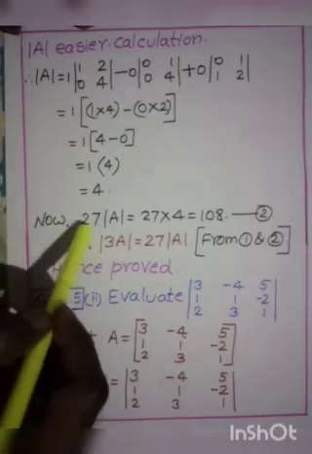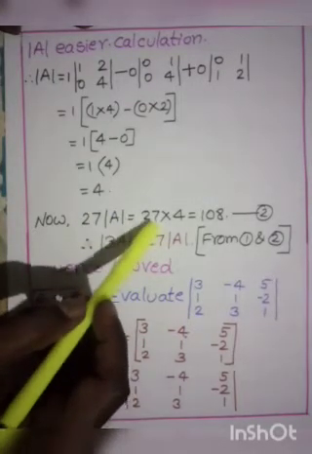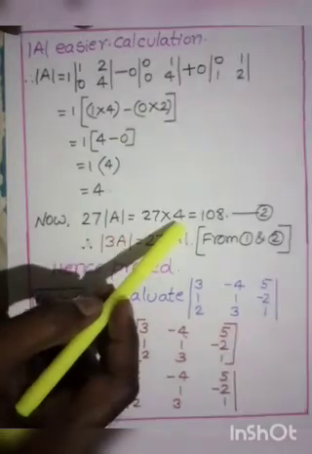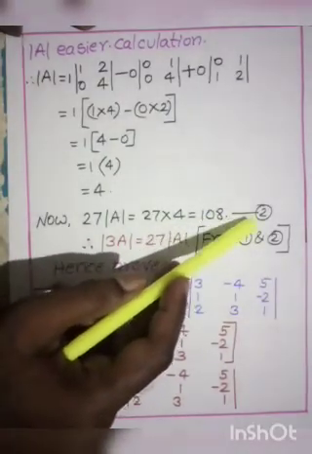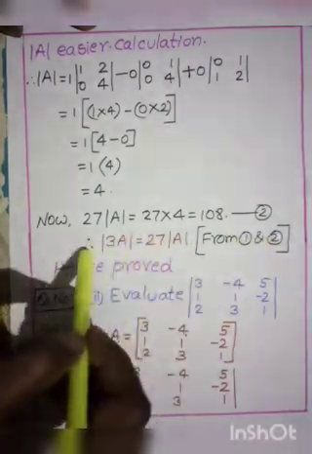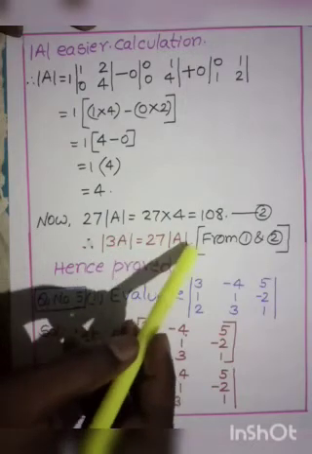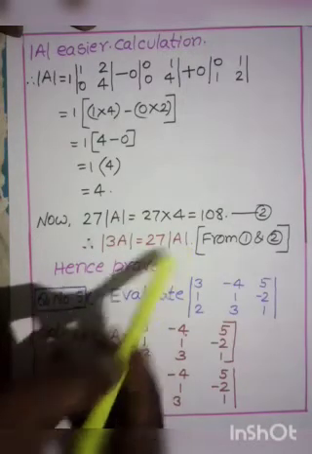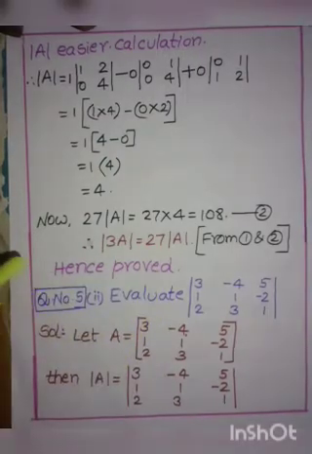Now we find 27 into the determinant of the matrix A. That is equal to 27 into 4. What will you get? 108. This is the second result. So from the first result and second result, what can you say? Determinant of 3A is equal to 27 into determinant of A. Hence the given statement is proved. Understood, my dear children? Right.